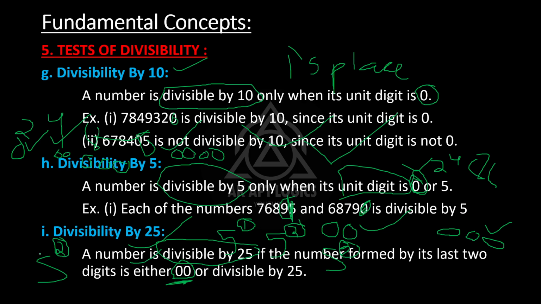This is because we represent 25 in the form of 5 square, right? Which has power 2. So we can say the given number is divisible by 25, or else if the last two digits are divisible by 25, we can say that the given number is divisible by 25. Okay, next.